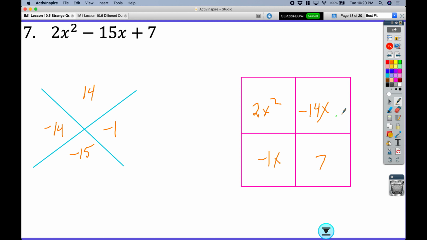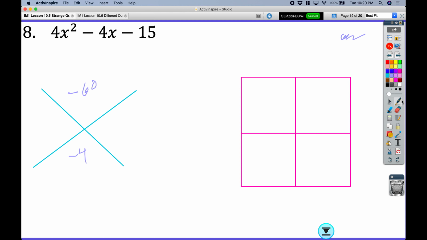So let's go ahead and pull out some values. Here I'd pull out a 2x. Here I'd pull out a -1. Well, here I'd pull out an x. And here I'd pull out a -7. So here I'd have my answer of 2x minus 1, and then x minus 7.